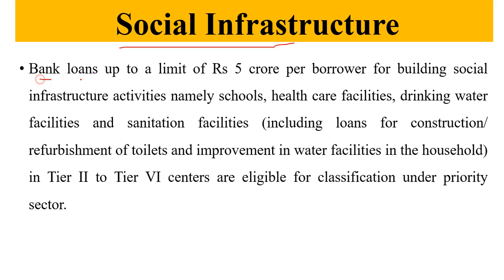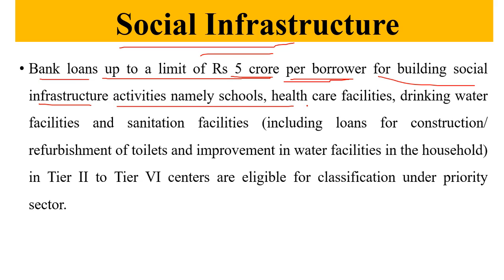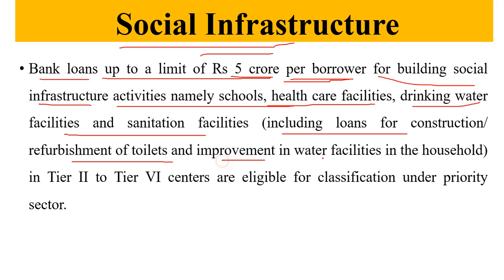Banks give loans up to a limit of 5 crore per borrower. The bank gives loans under infrastructure facility up to 5 crore per borrower for building social infrastructure activities like mainly schools, healthcare facilities like hospitals, clinics, etc., then drinking water facility, then sanitation facilities, including loans for construction of toilets and improvement in water facilities in households. So these are all eligible and are classified under priority sector.